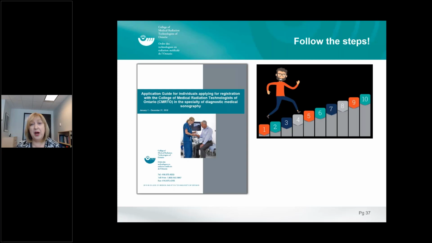And then CMRTO will look at your application and determine whether or not you've met all the requirements. If there's anything missing, then we'll contact you, and we'll make sure that you have all the information that you need. We want to get you in. We want to get you registered and legally authorized to practice by the end of the year.